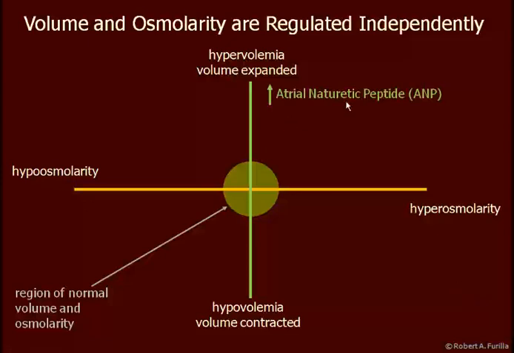An increase in atrial natriuretic peptide occurs under hypervolemia, volume expansion. Increased right atrial stretch causes an increase in atrial natriuretic peptide, causes a loss in sodium and water, bringing volume down.